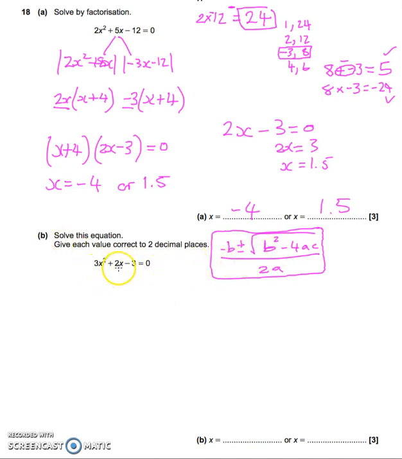So the first one is a, the second one is b, and the third one is c. More accurately, I should really say that a is the x squared term's coefficient, b is the x term's coefficient, and c is the constant. So substituting those numbers in, you're going to get minus 2 plus or minus the square root of 2 squared, which is 4, minus 4 multiplied by a, which is 3, multiplied by c, which is minus 3, and then all of that is divided by 2 times 3.